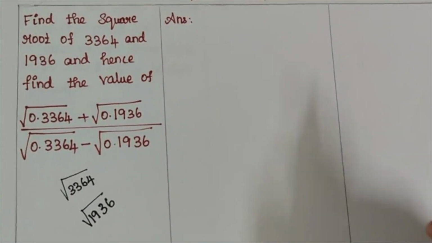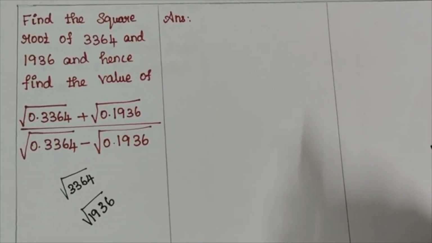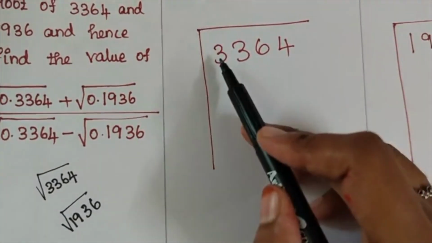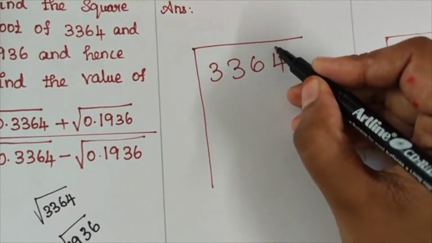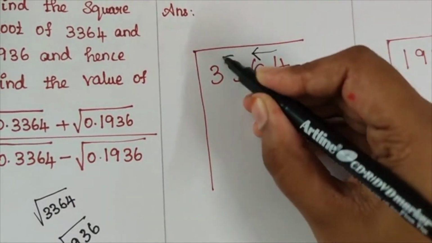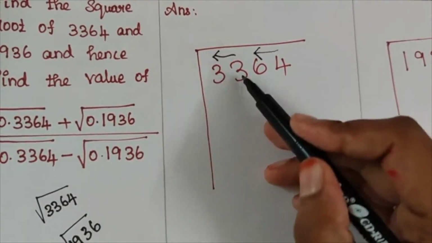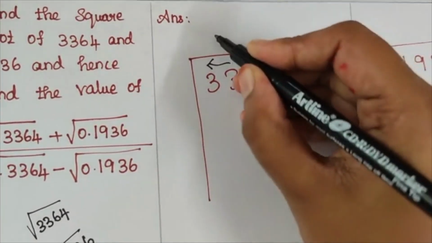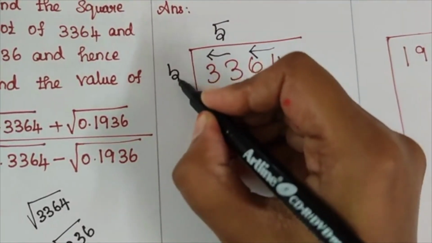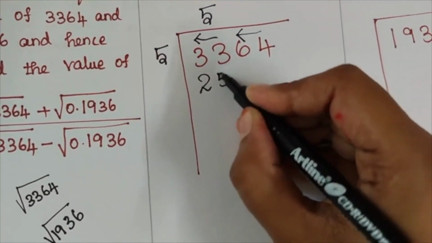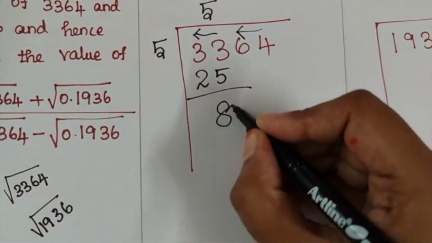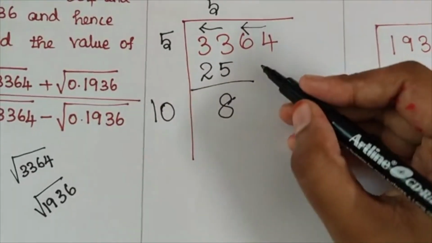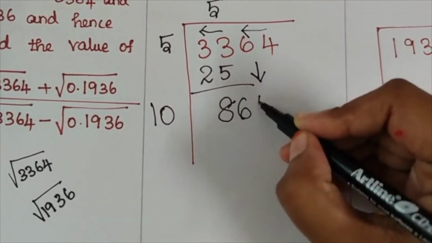For solving this, let me find the square root of 3364 and the square root of 1936 using the long division method. So the square root of 3364, first we need to divide this into pairs from right to left. So I am dividing into pairs. 33 is not a perfect square. The perfect square less than 33 is 25. So 5 5s are 25. Subtracting these two, we get remainder 8 here. 5 plus 5, 10. Next, let me bring 64 here.